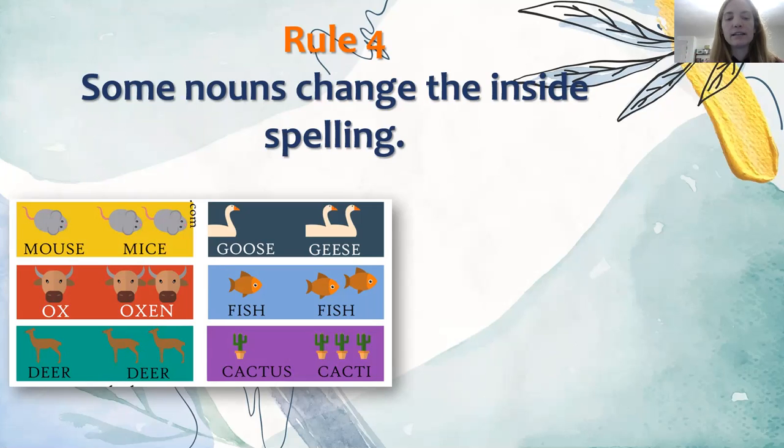Fish and deer are the exceptions to this. 1 deer, 2 deer. They do not change forms, okay? We talk about them in the same way as we do in the singular. We do the same thing in the plural. They do not change forms. Cactus to cacti, okay?